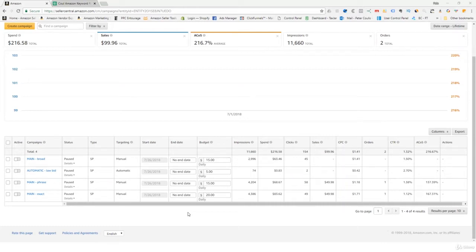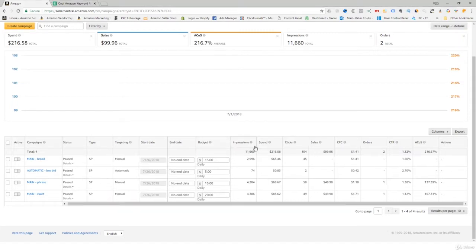Now that you have the campaign structure set up, let's get into what exactly this stuff is here. What do all these metrics mean? Well, let's just start from left to right. We have the campaign name. We have the status. They're all paused right now. Type, they're just sponsored products, not headline. Targeting, manual. We have 3 manuals and 1 automatic, just like we wanted. Start date, end date, budget, impressions.